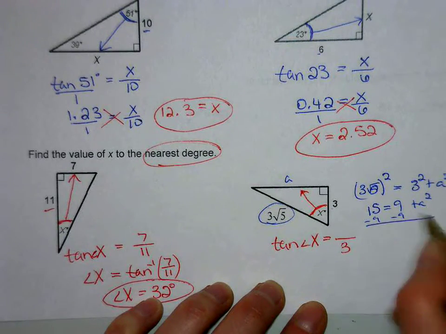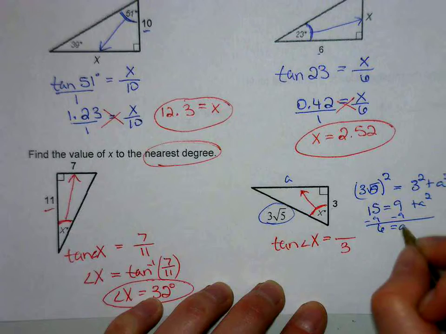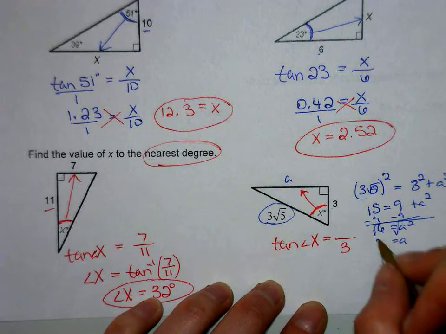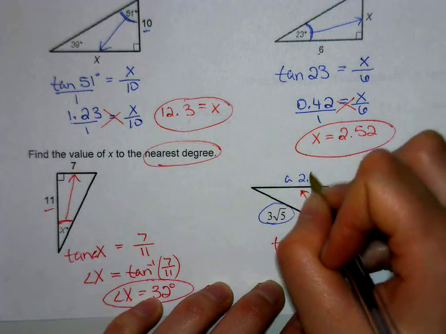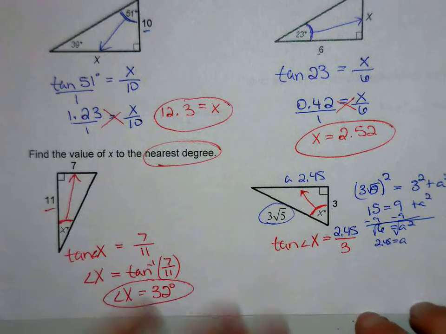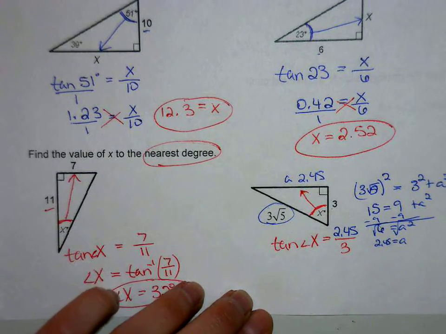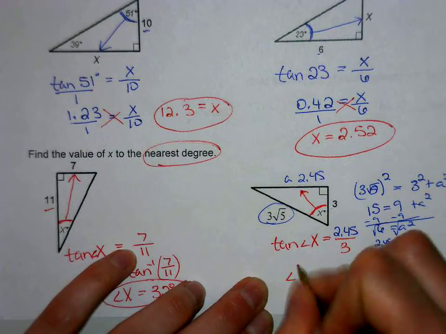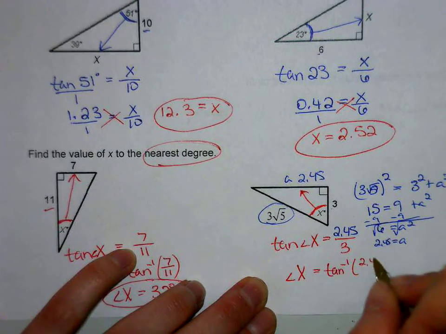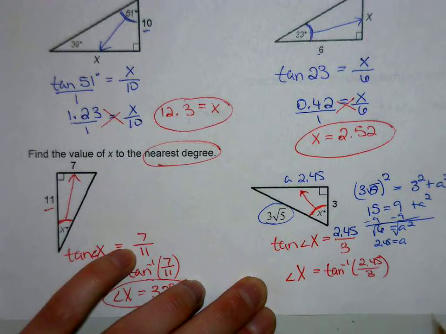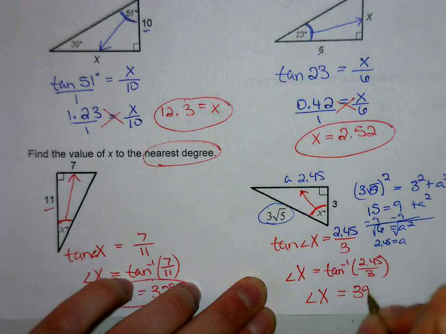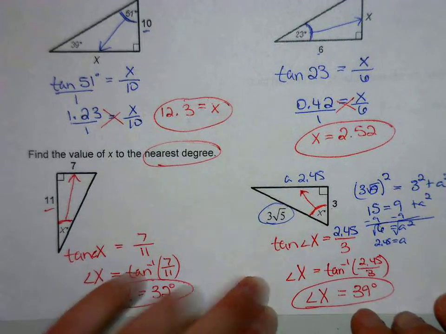So when we subtract 9 from both sides, we get 6. The square root, that missing side length, is 2.45. So now we can say that that is 2.45. So, like we did before, if we want to find the angle x, we do the inverse tangent of 2.45 over 3. So angle x equals 39 degrees when we round it to the nearest degree.